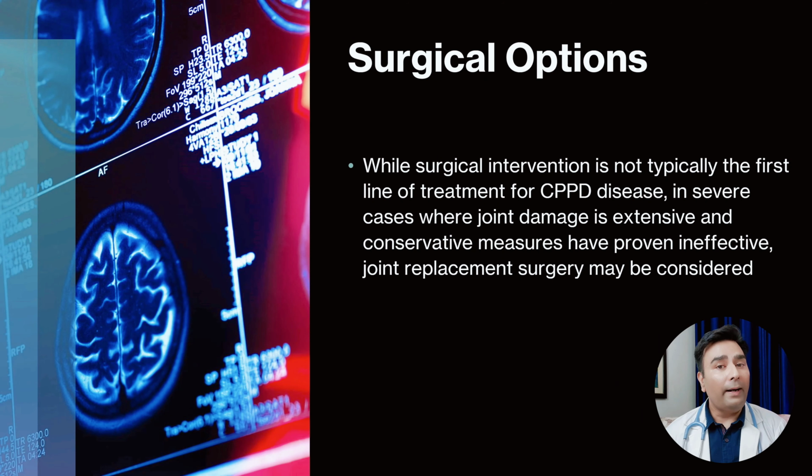Surgical options. While surgical intervention is not typically the first line of treatment for CPPD disease, in severe cases where joint damage is extensive and conservative measures have proven ineffective, joint replacement surgeries may be considered. Joint replacement surgery involves replacing the damaged joint with a prosthetic joint to restore function and alleviate pain.